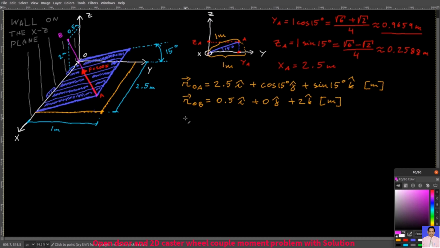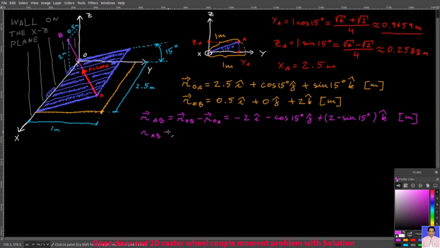Thus, the displacement vector RAB equals ROB minus ROA, and it will give you this result here. That's the displacement vector that goes from point A to point B. Then the magnitude of this displacement vector is this one here. You square all the terms and then you square root them here with this 1/2 power.